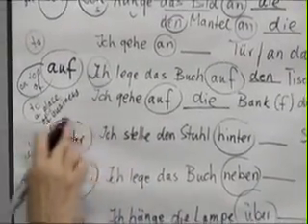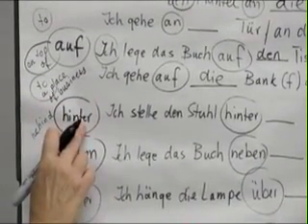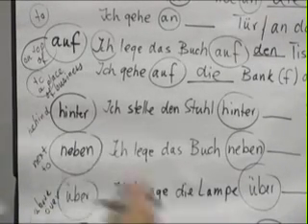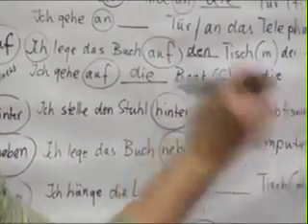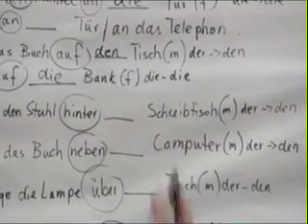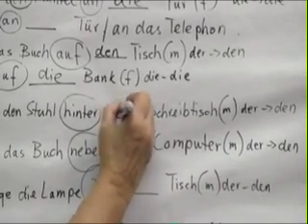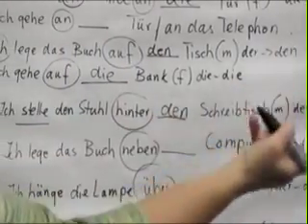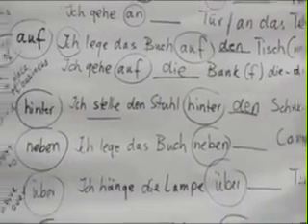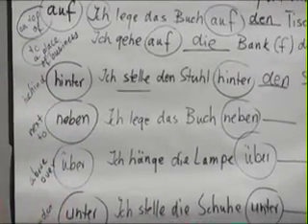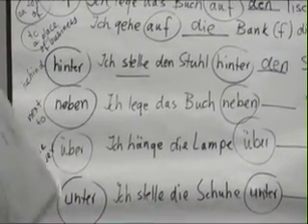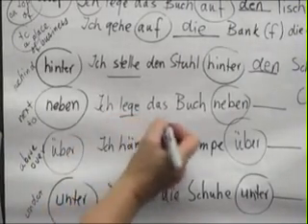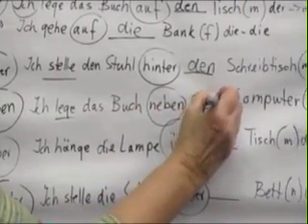So, then we have hinter, and that means behind. I don't like where this chair is, so I pick up the chair and I'm moving it someplace else. Ich stelle den Stuhl hinter den Schreibtisch. I'm placing it behind the writing desk. So Schreibtisch is a der word, it changes to den. So, ich stelle, I'm placing the chair behind the writing desk. Neben, you remember, neben means next to. So, I don't like where the book is, so I'm picking up the book and I'm placing it next to the computer. Ich lege das Buch neben den Computer.